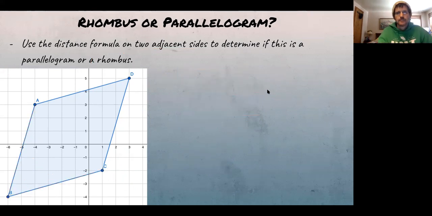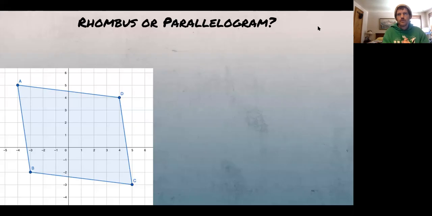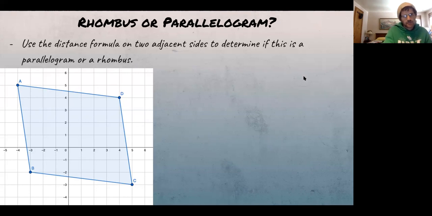All right. So let's go ahead, raise our hands so we know that we're all paying attention. All right, so we've got one more problem to look through. Same thing as before. You might look at this and determine it's a parallelogram or rhombus, but that's not good enough. We're going to do it mathematically. And it is at least a parallelogram, but we want to determine if it's a rhombus.